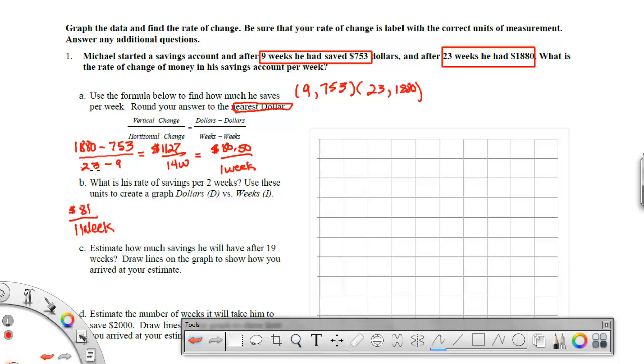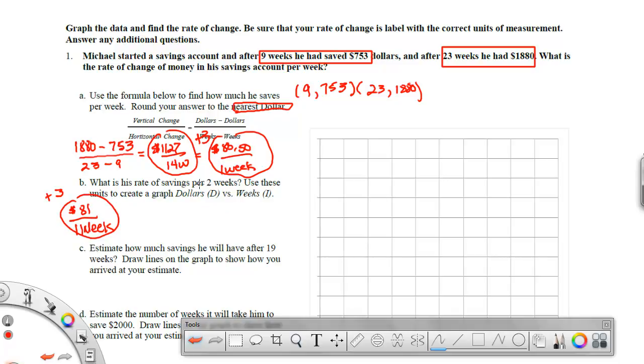So this part right here, that answer right there, and that answer right there, those are worth 3 points. And then when you take it down to where you know how much per week, that's worth 3 points. Now we have to get ready to start graphing.